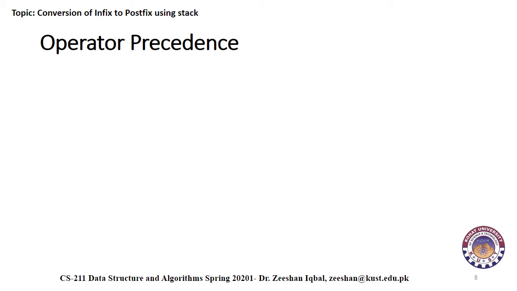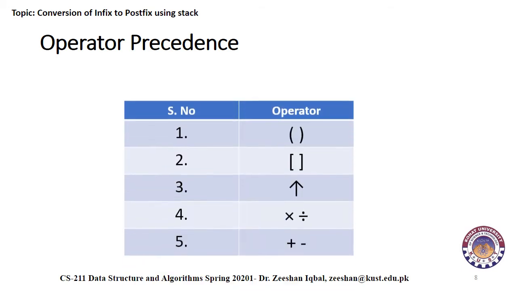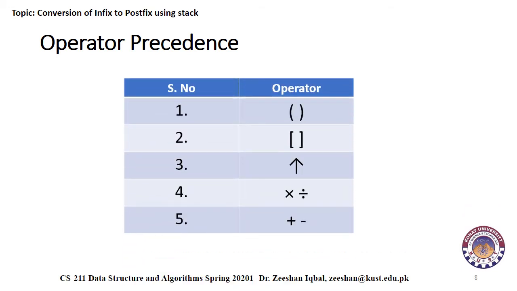Operator precedence defines how operators will be evaluated in an expression. First of all, we have to evaluate the parentheses or any type of brackets. In the next phase, we evaluate the power expression or exponent. Next, multiplication or division will be evaluated, and last, plus or minus. The top operator in the table has the highest precedence. As per the precedence, the operator will be pushed to the stack.